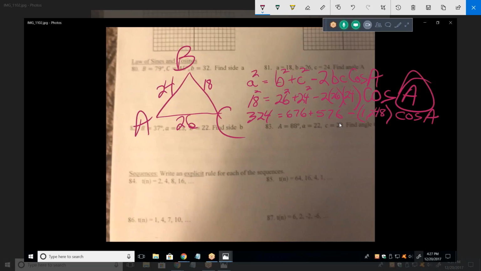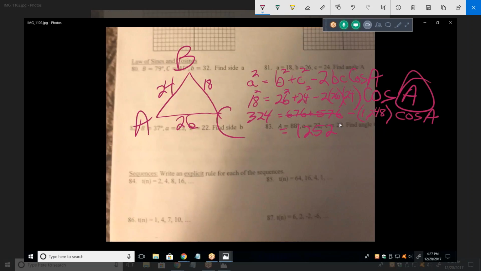Cosine of A. Now, next step. Do you combine b squared and c squared? Okay, what's that combined to? 1252, I believe. Yeah. Okay, now what? Do you divide both sides by 1252? You always get rid of stuff that's being added or subtracted first. You don't do the division until that's the last step.